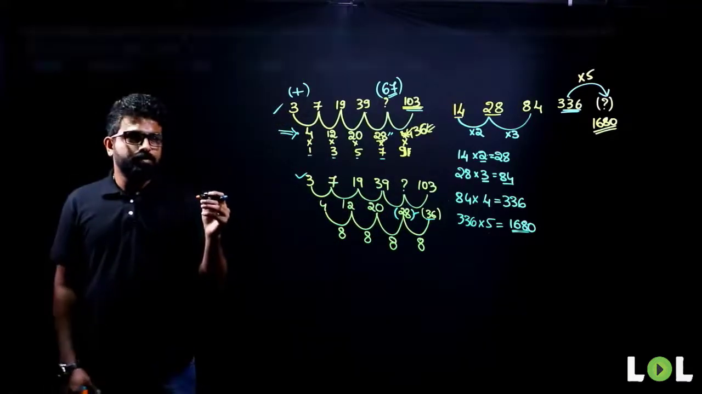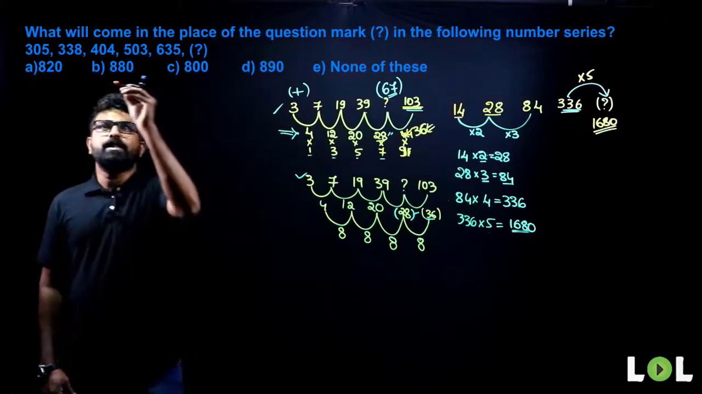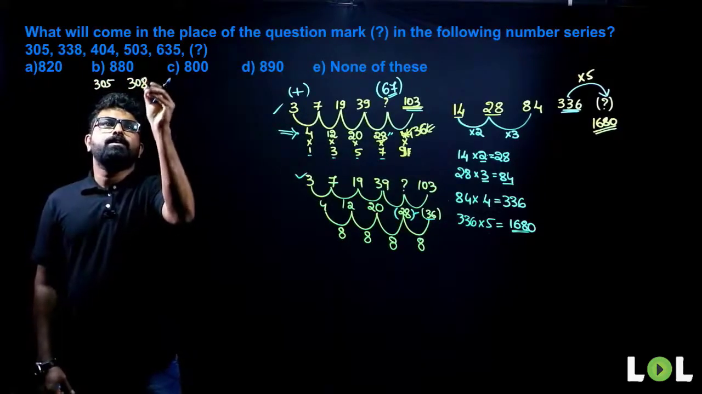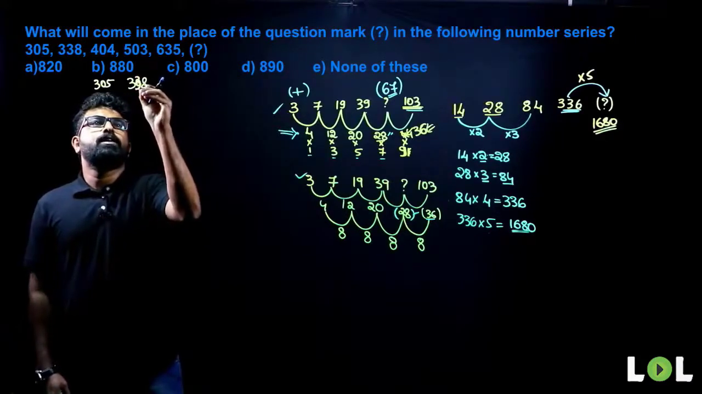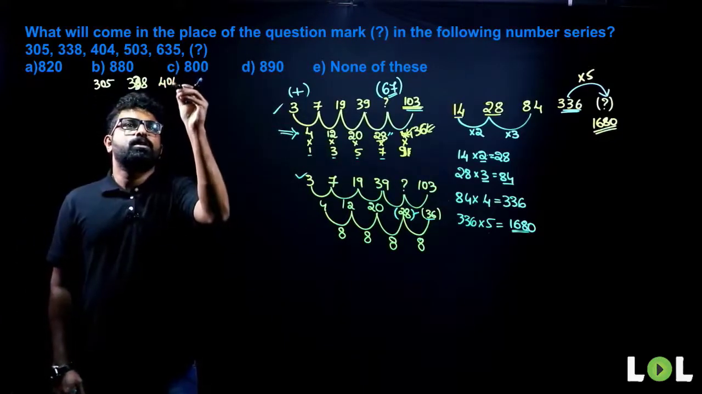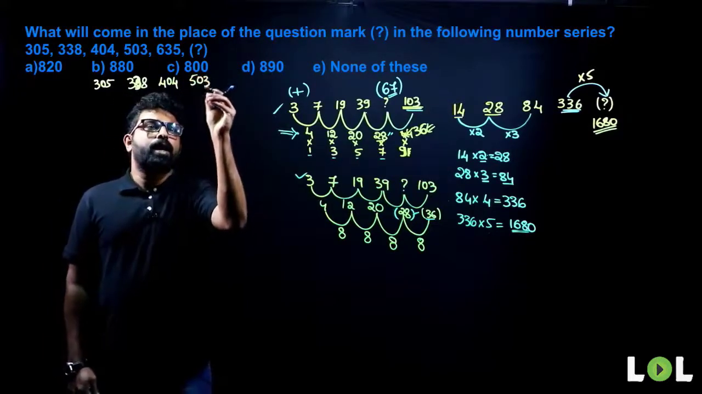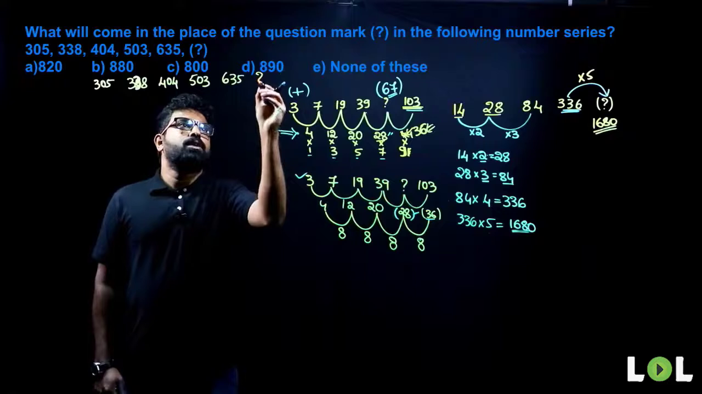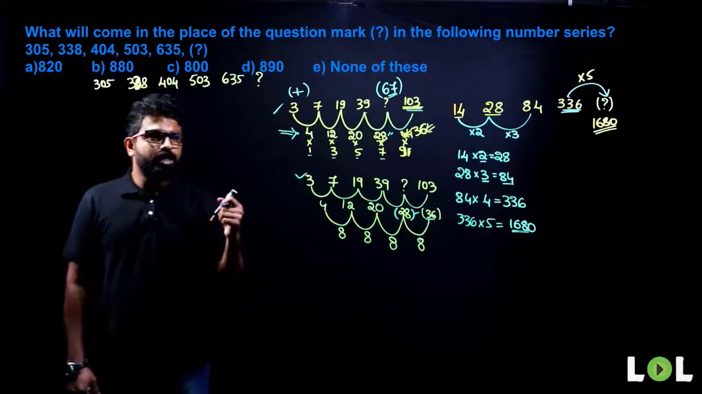What's our next question here? Next question here is 305. Then there is 338, sorry. That is 338 and not 308. And my next term here there is 404. And my next term is 503. And then there is 635. And then there is a question mark here. How do I go about this?